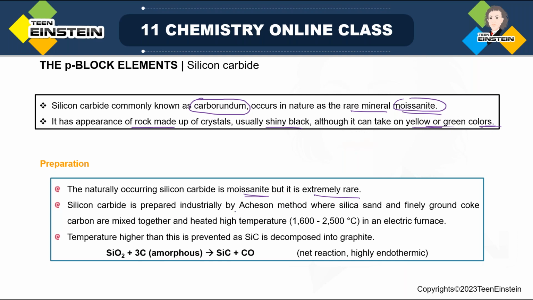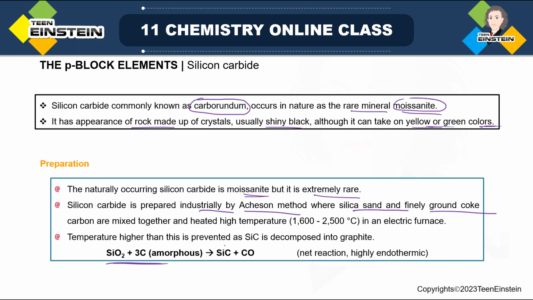So that is why we prepare it industrially by a method which is known as the Acheson method. Now in this method, silica sand is treated with finely ground coke. So look at this reaction: SiO2 plus 3C. SiO2 is nothing but silica sand, because the main component of silica sand, 98 to 99%, is SiO2. It is treated with finely ground coke, carbon in amorphous form. You know there are different allotropes of carbon that we have already seen in this chapter, when we discussed the topic allotropes of carbon. So this is one of the forms, that is coke carbon, amorphous.